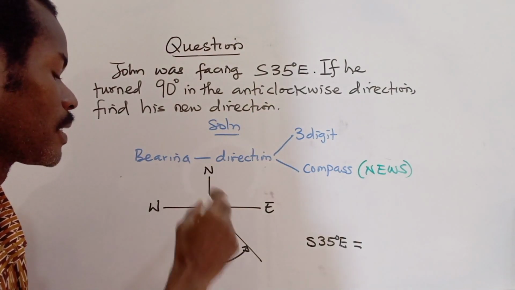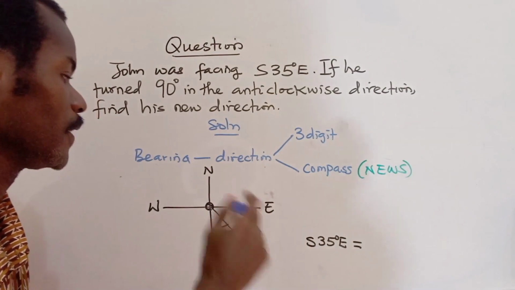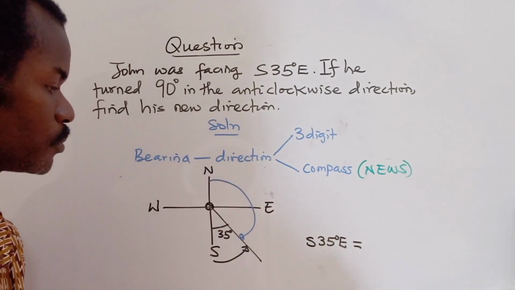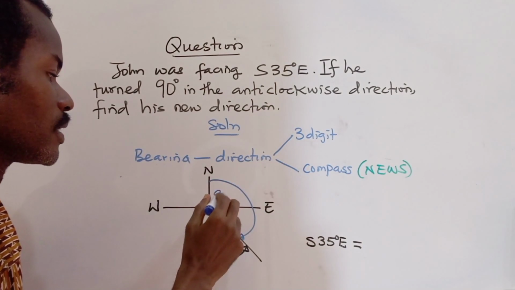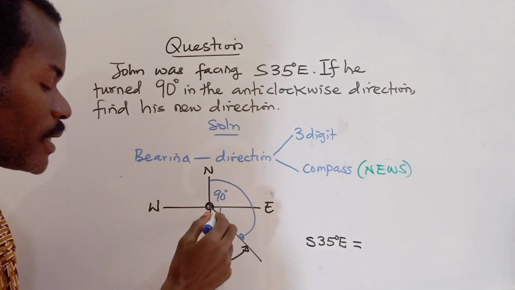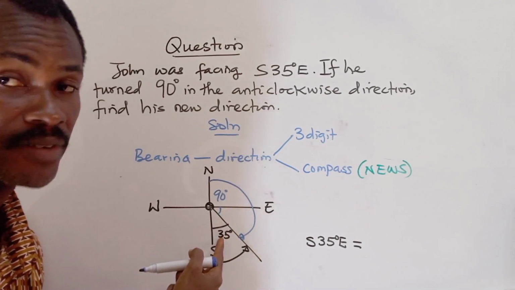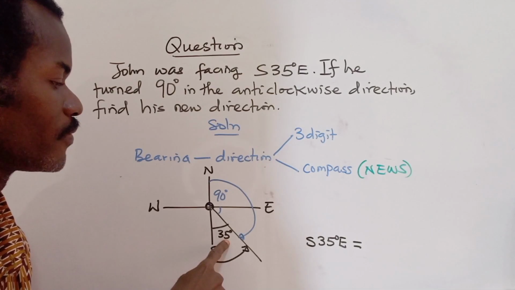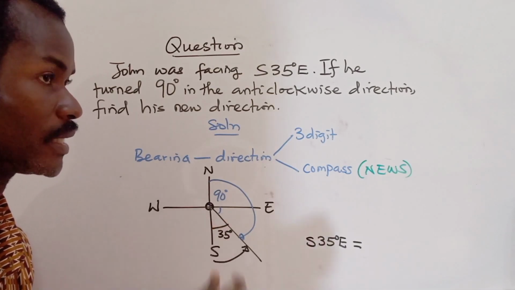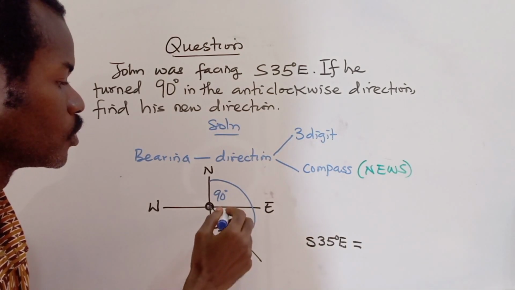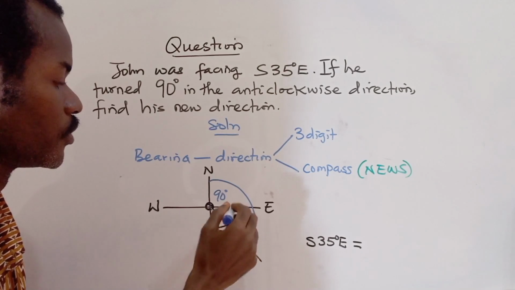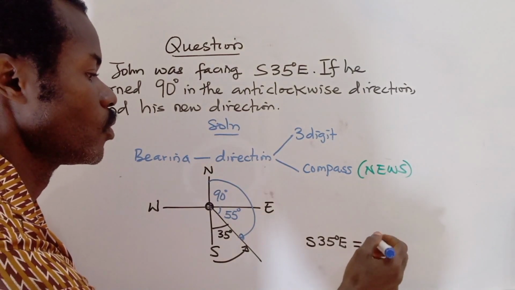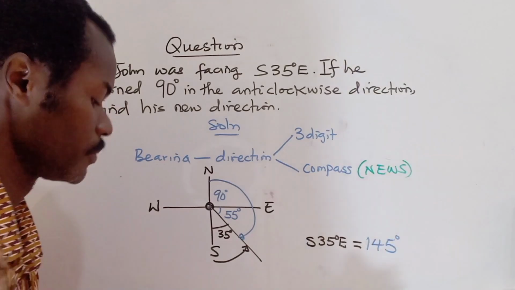So what is this in our 3-digit? For our 3-digit, remember we have to come all this way. We want to start clockwise from the north. Remember this part is 90 degrees. Now what about this part? This part plus 35 degrees is supposed to give us 90 degrees. So what can we add to 35 to give us 90 degrees to get this part? Simply 55 degrees. So for the 3 digits, 90 plus 55 is going to give us 145 degrees.